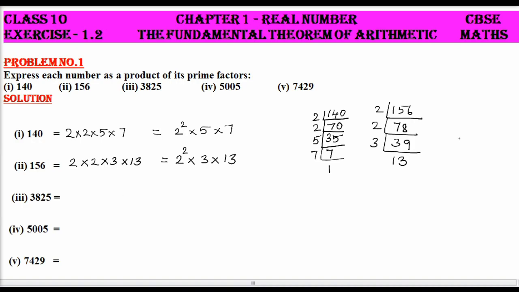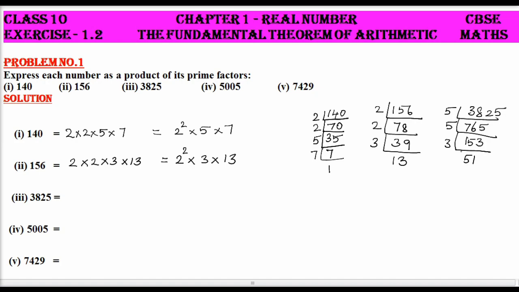3825. Now let me divide this 3825. We very well see that it is divisible by 5. So let me divide it by 5 so that I get the quotient 765. This is again divisible by 5. So let me divide it again by 5 so that I get the quotient 153. Now this number 153 is divisible by 3. So I get the quotient 51.